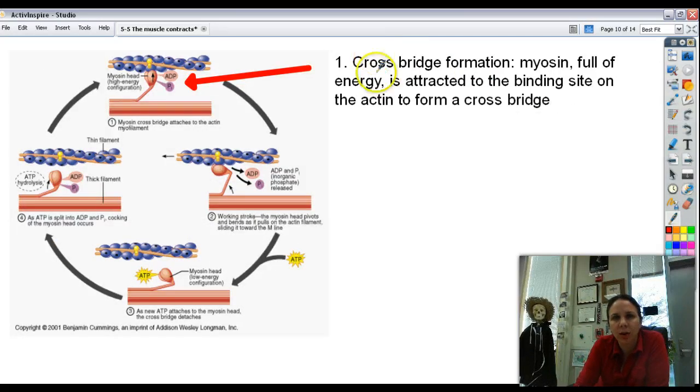One is called the cross bridge formation. And so what's going on here, so what we're considering our start point. Okay? Now you're thinking, but it's already joined together, which was like step 4 back then. I know, it's weird. Just go with it.